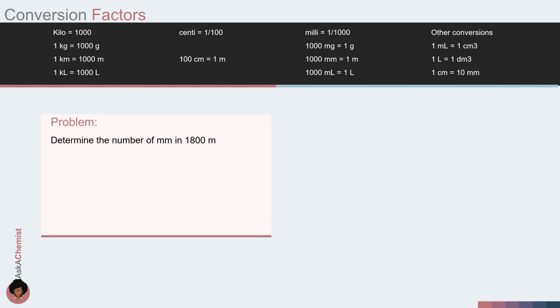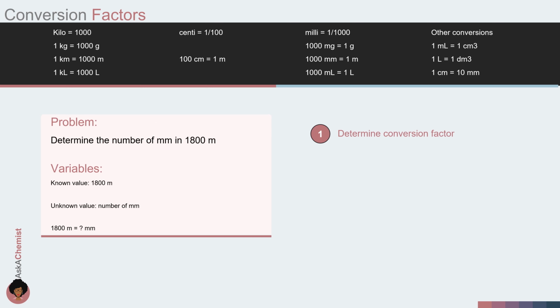So our first problem asks us to determine the number of millimeters in 1800 meters. How do we approach this problem? Well, we need to know our variables. We know that we have a value of 1800 meters, but we don't know the number of millimeters. So we're trying to go from 1800 meters to a certain number of millimeters. How do we do this?